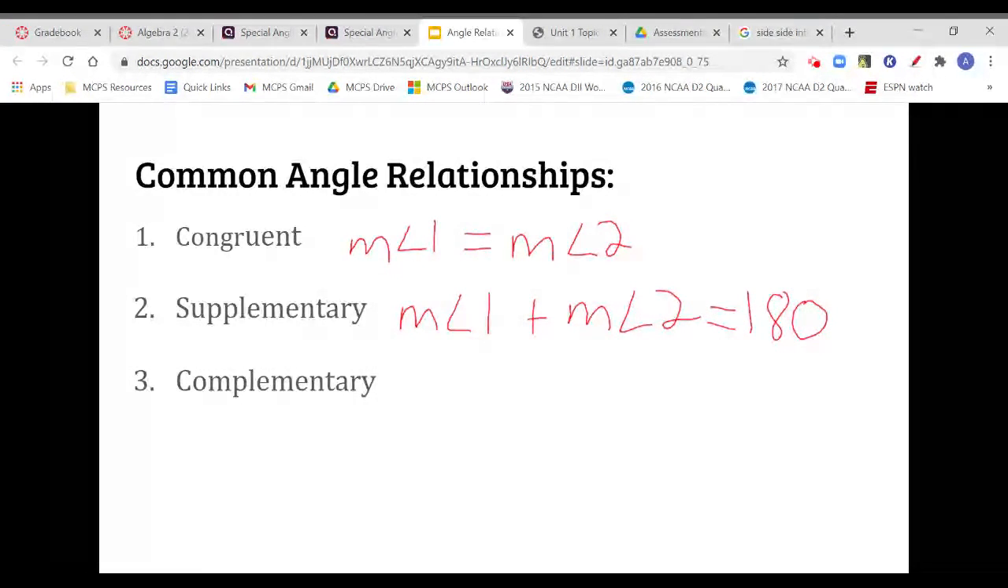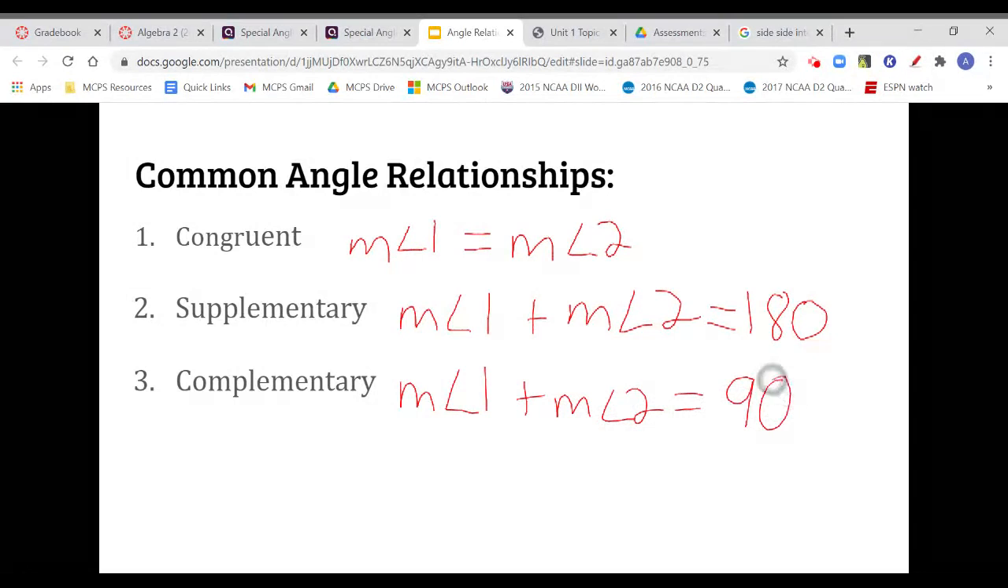The last really common relationship that we'll see is complementary angles. And again, if you remember what the word complementary means, it means that angles add to 90 degrees. So that means that if I take the measure of one angle and add it to the measure of another angle, that would add up to 90 degrees. Okay. So these are the different ways that we are going to be setting up equations today.